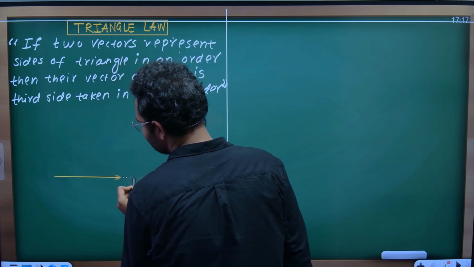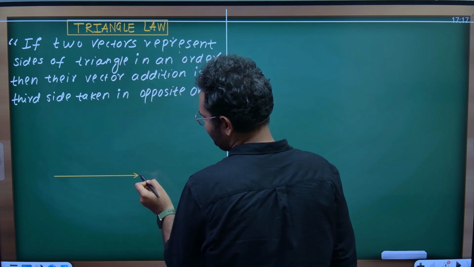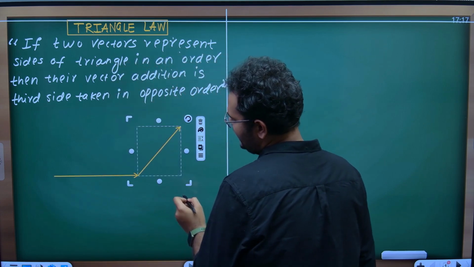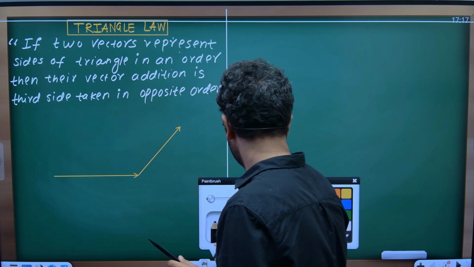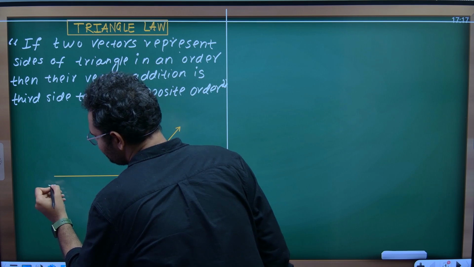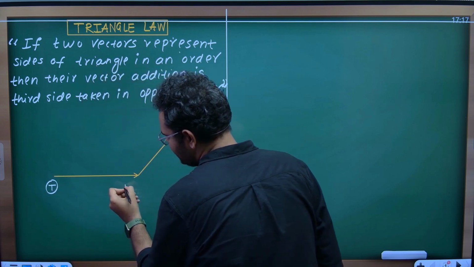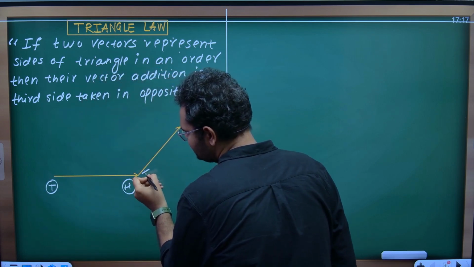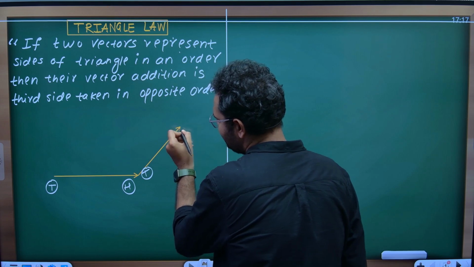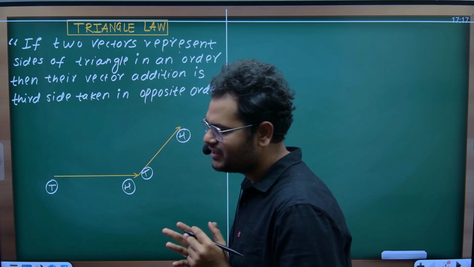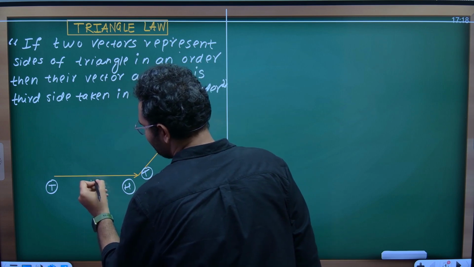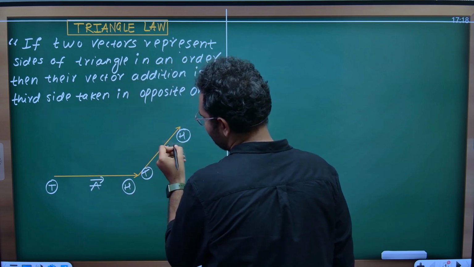What I mean, let us say this is my first vector, this is our second vector, and they are following a particular order. Can you spot that order? The first vector starts with tail, ends at head. The second vector starts with tail, ends at head. So they are following one particular order called TH order. Let us say this is vector A and this is vector B.